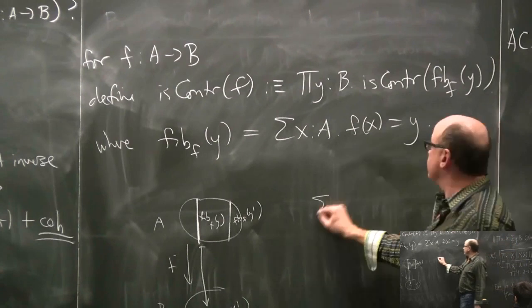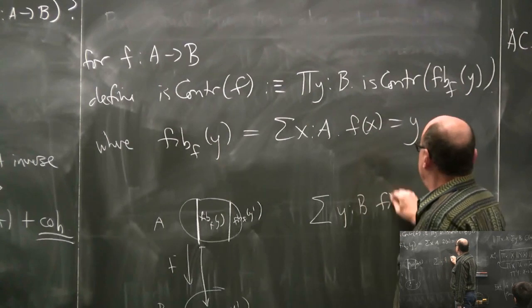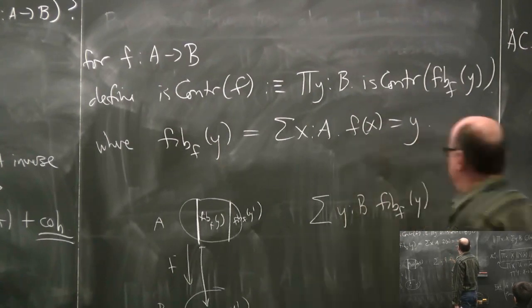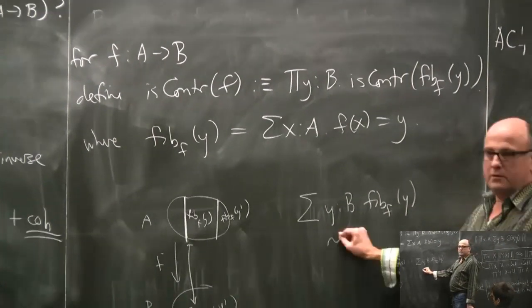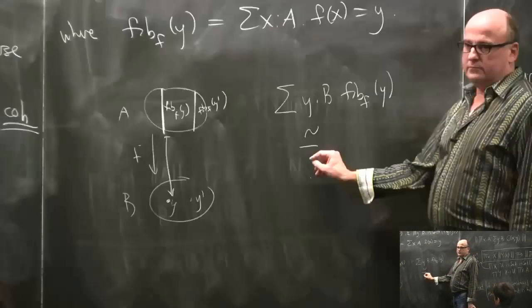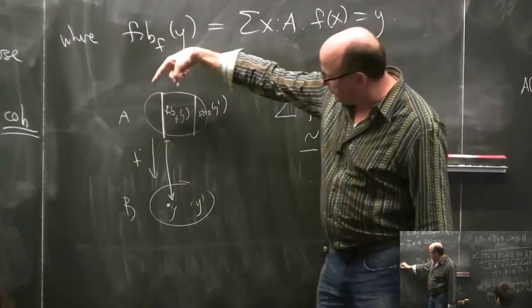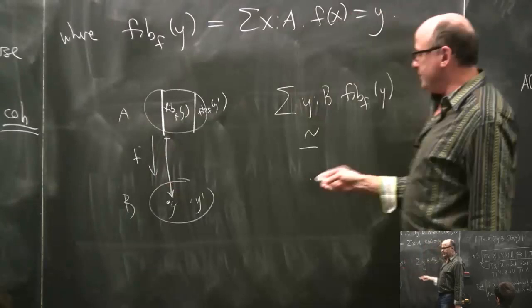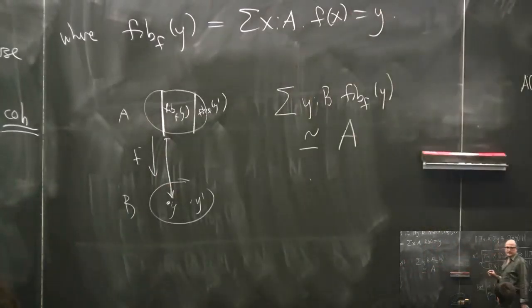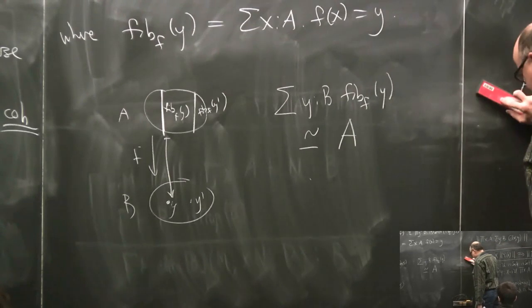If I look at the sum over y in B of all the fibers of f over y, what do you think that space might be? Well, if these are all the fibers, and f is a function that takes everything in A down here, then if I sum up all those fibers, I should get A, right? So check that, all right?